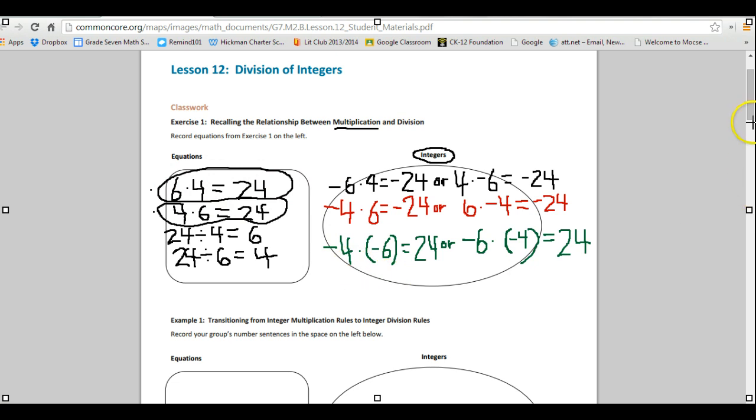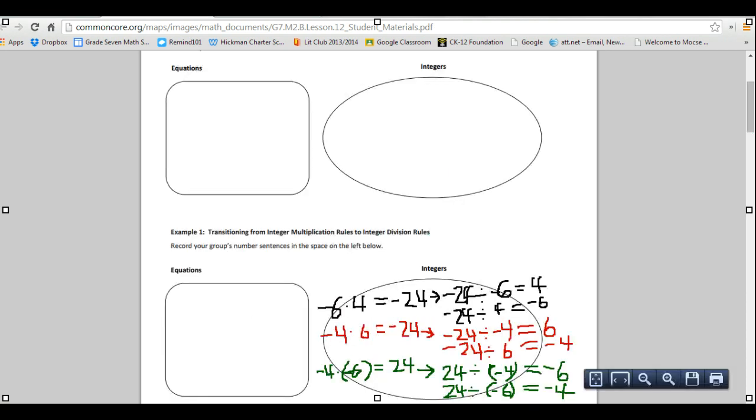Okay, so now what we're going to do in these next pages, our next assignment, is look at transitioning from integer multiplication rules to integer division rules. Okay, so you can see what I've done here.